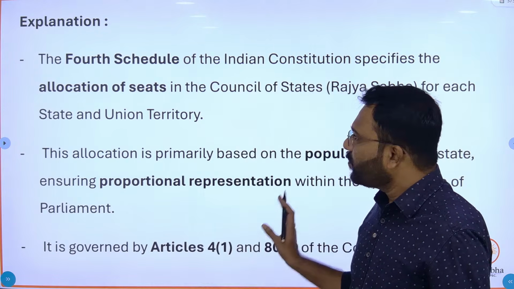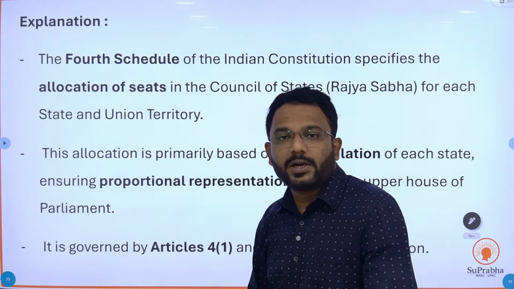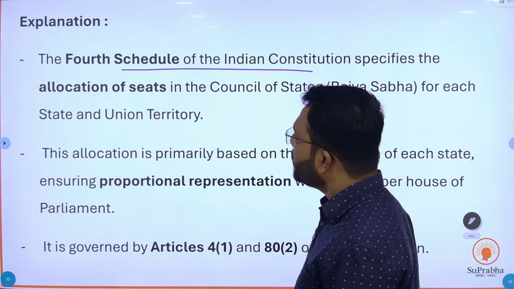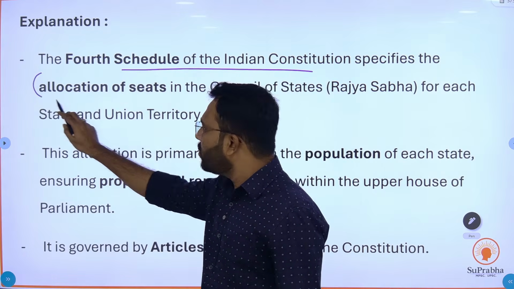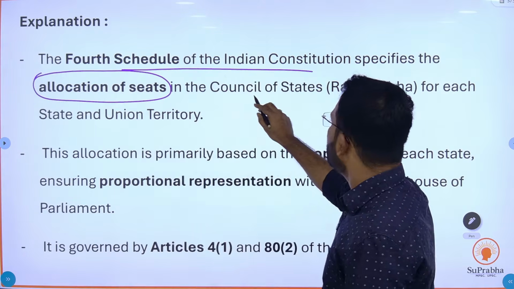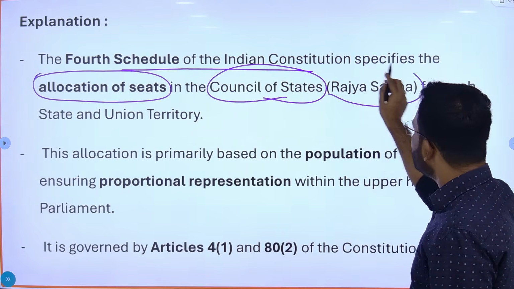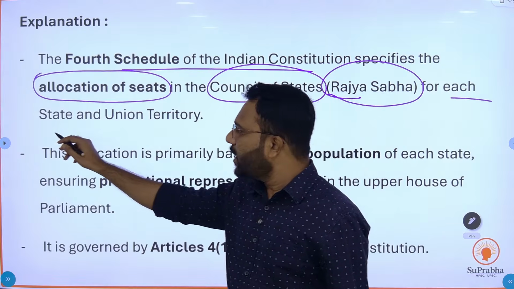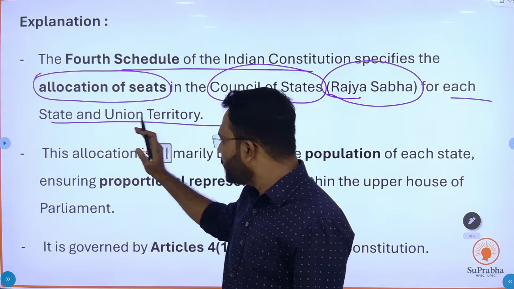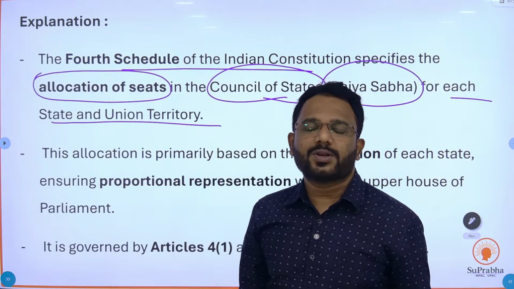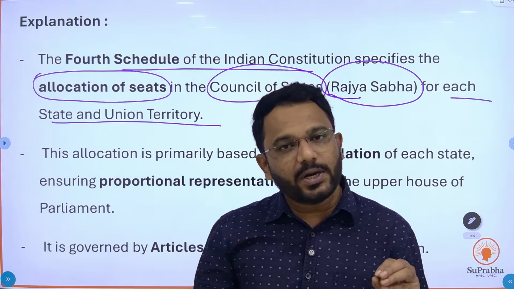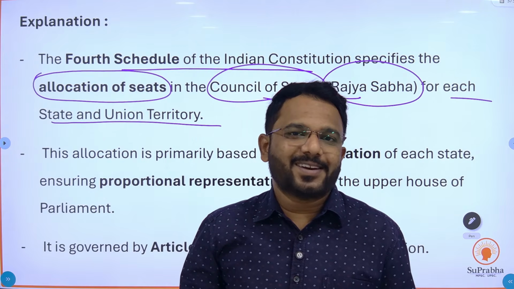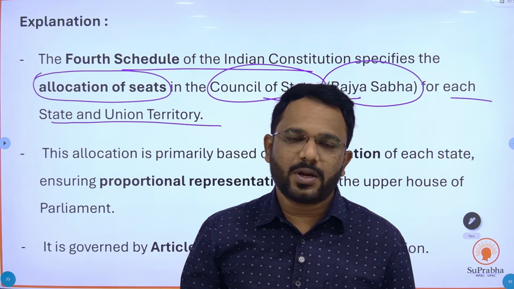So here is some important information related to the fourth schedule. The fourth schedule of the Indian Constitution specifies the allocation of seats in the Council of State, which is also known as Rajya Sabha, the upper house of our parliament, for each state and union territory. So the important hidden information here is that it is not related to only states. Seats related to union territories are also mentioned in the fourth schedule.